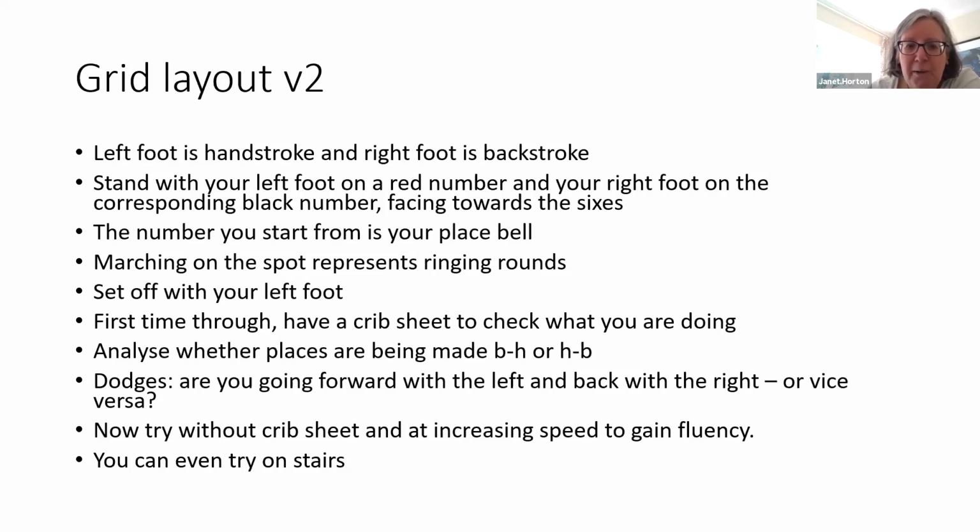Dodges. Are you going forward with the left foot and back with the right, or vice versa? So for example, in Bob Minor, you would go forwards with the left and back with the right, which means you go forward at hand stroke and dodge back again at backstroke. But in Grandsire, you're dodging in 4/5, so you go forward with your backstroke and back again with your hand stroke. So now, once you've done your first few walks through, you can try without the crib sheet and at increasing speed to gain fluency.